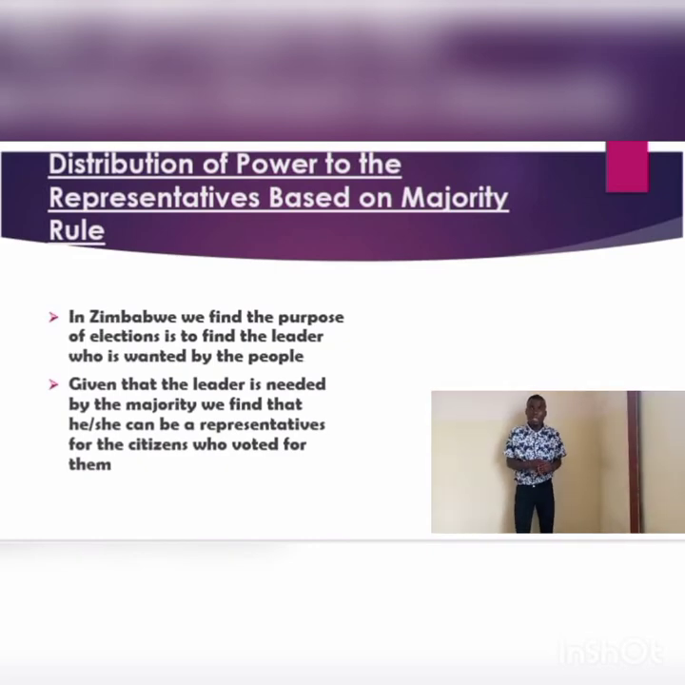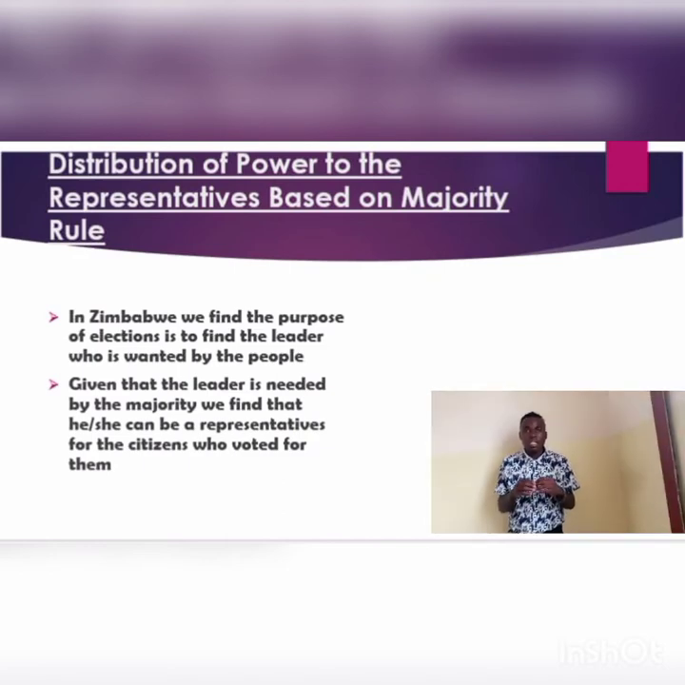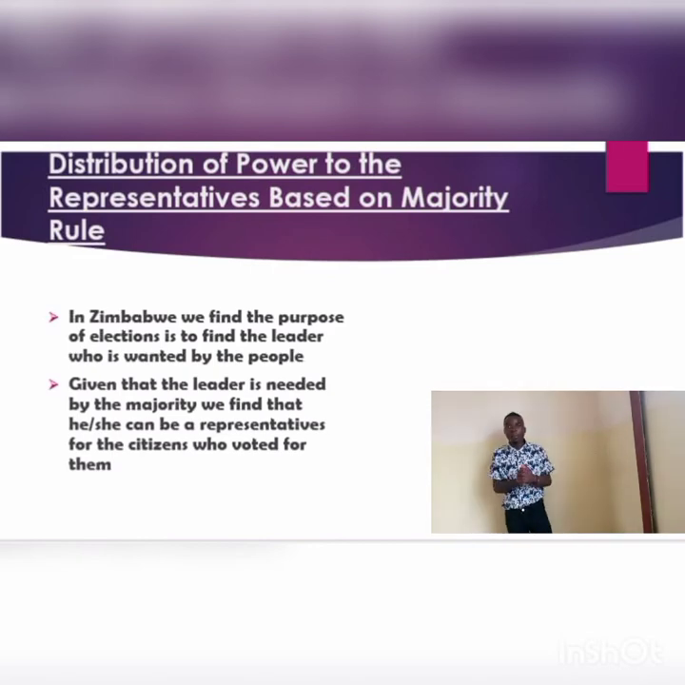In this case, we are saying the representatives who are chosen by the people are the ones who represent the citizens in the parliament. For example, if you want to choose a member of parliament, people are going to vote, and after voting, the one who gets the majority vote is going to represent the people. Given that a leader is needed by the majority, she or he can be a representative for the citizens who voted for them.